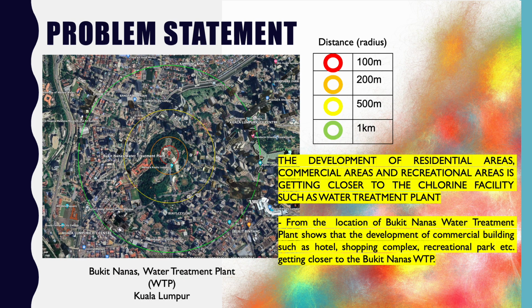The problem statement for this research proposal is that the development of residential areas, commercial areas and recreational areas is getting closer to chlorine facilities such as water treatment plants. For example, at the Bukit Nanas water treatment plant in Kuala Lumpur, the location shows that the development of commercial buildings such as hotels, a new shopping complex, a new recreational park and so on is getting closer to the Bukit Nanas water treatment plant.